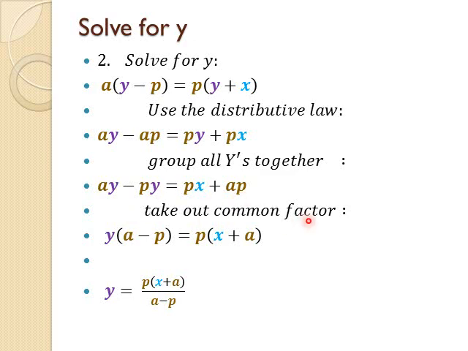Right, take out the common factor, so there, if I take out y, I have a minus p, and there you should see p is a common factor. If I take out p, I'm left with x plus a. Right, we want y, so making y the subject of the formula, I divide by a minus p, so p(x plus a) divided by a minus p, and therefore I solved for y.